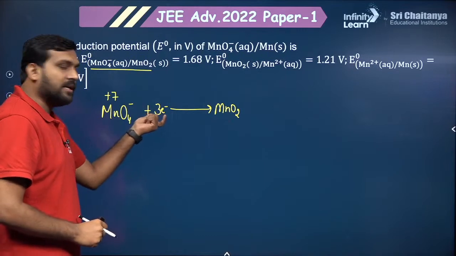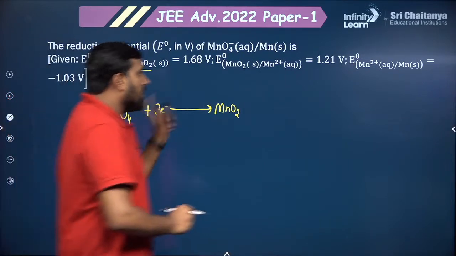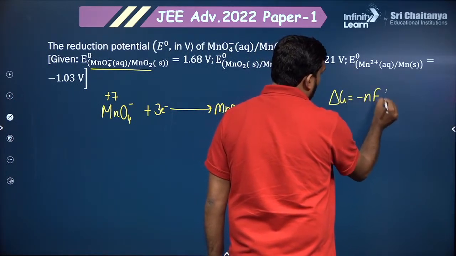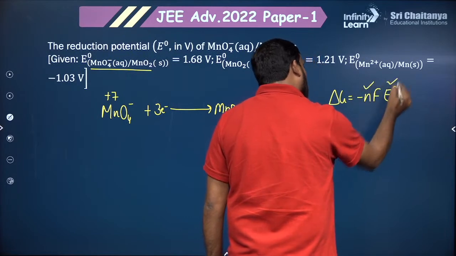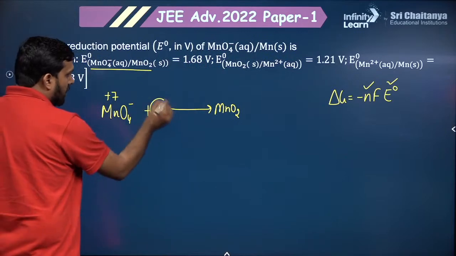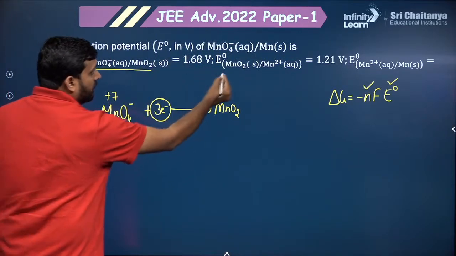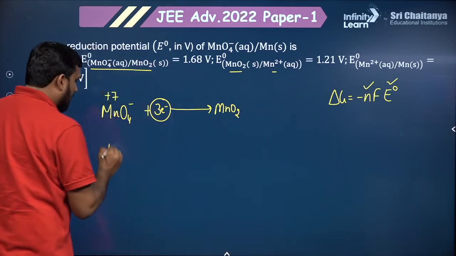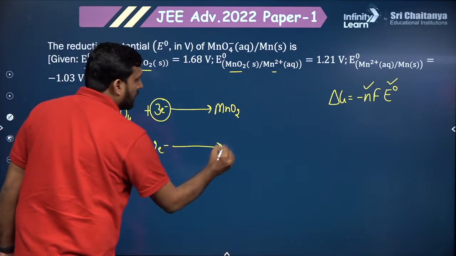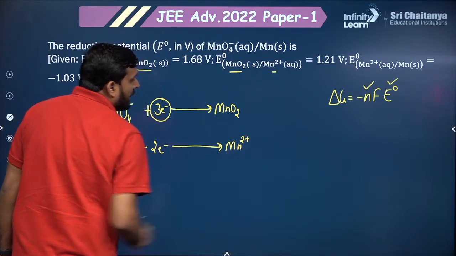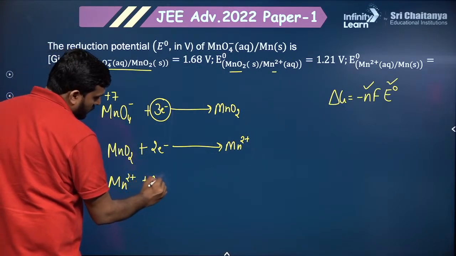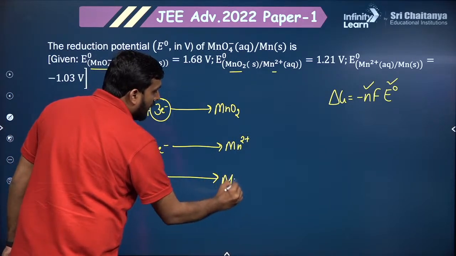You just have to remember the n factor, because this type of question is done by delta G value, and delta G is equal to minus nFE naught. So you need just two data, n and E naught, not the whole overall balancing. Here n is 3. In the next reaction, MnO2 gains 2 electrons and gets converted into Mn2 plus. Then Mn2 plus again gains 2 electrons to convert into Mn solid.